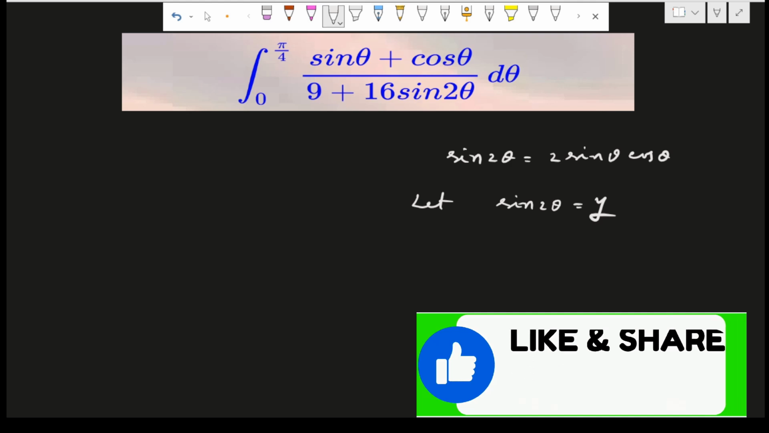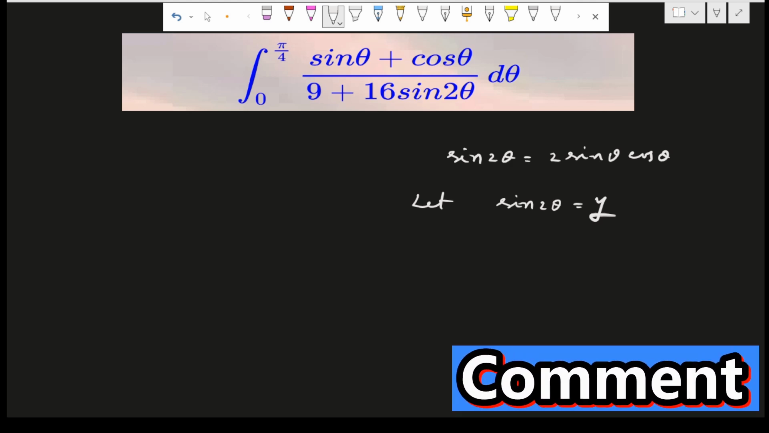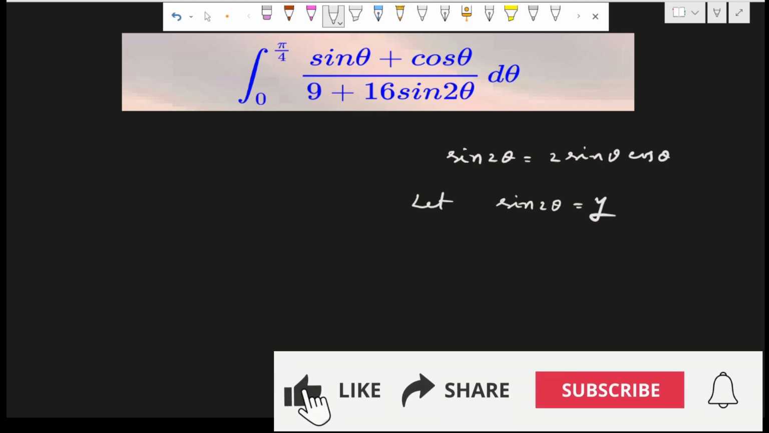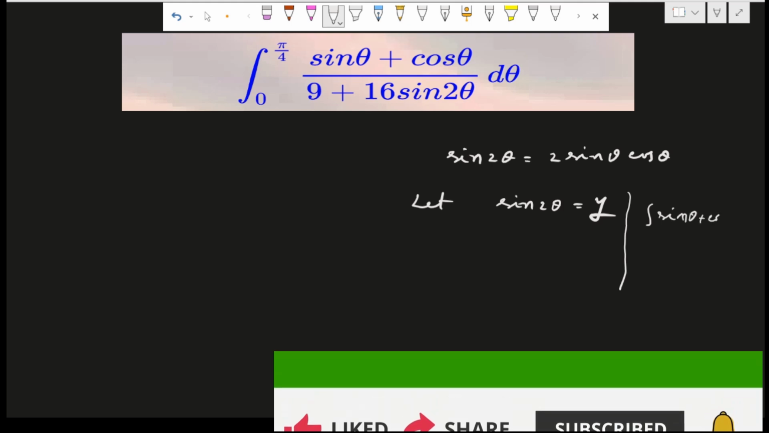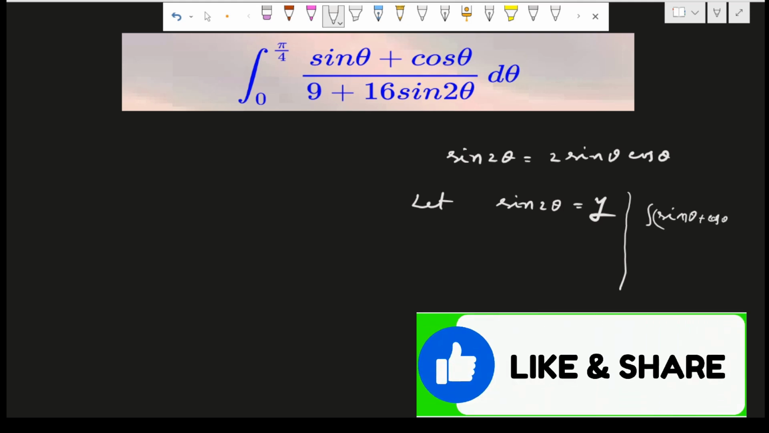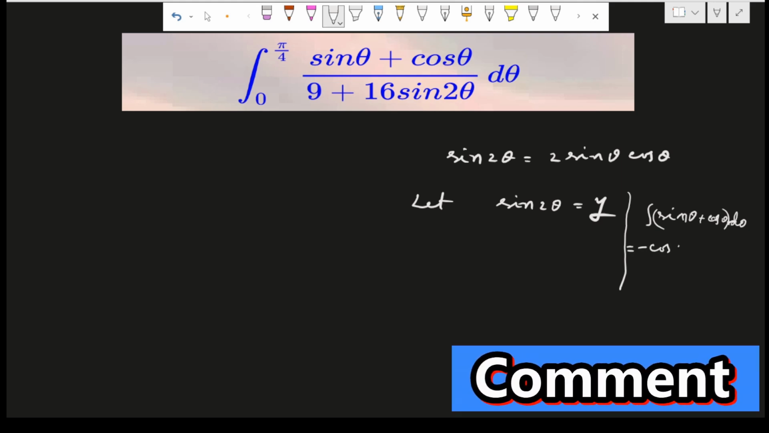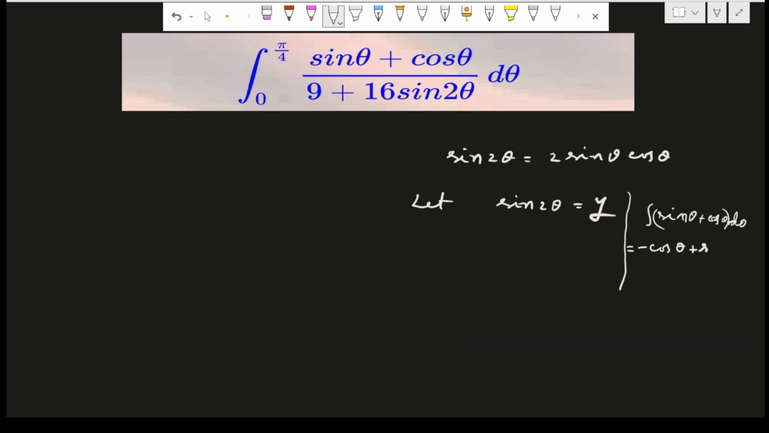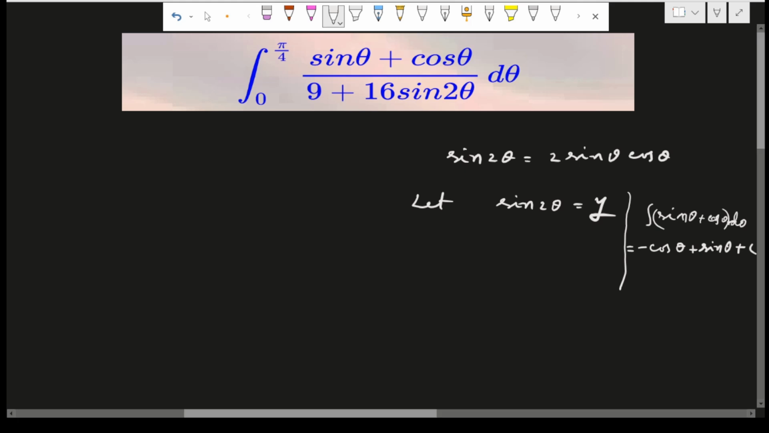So to express sin 2 theta as 2 sin theta cos theta, let us integrate sin theta plus cos theta d theta, which is equal to sin theta minus cos theta plus C. After differentiation, the derivative of minus cos theta is sin theta, plus the derivative of sin theta, which is cos theta. So we will get sin theta plus cos theta.